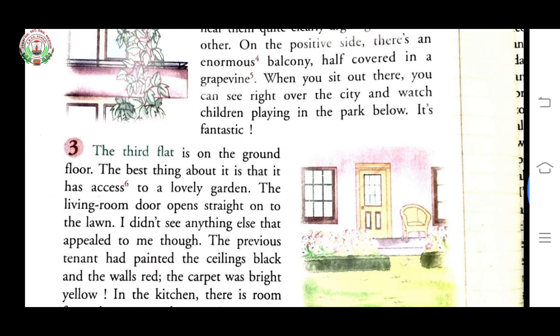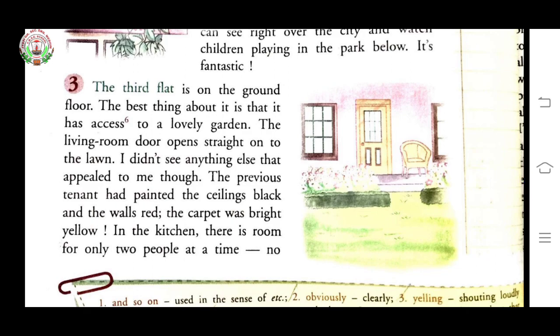Now the third flat, which we have to read. The third flat is on the ground floor. The best thing about it is that it has access to a lovely garden. The living room doors open straight onto the lawn. I didn't see anything else that appealed to me though. The previous tenant had painted the ceiling black and the walls red. The carpet was bright yellow. In the kitchen, there is room for only 2 people at a time.